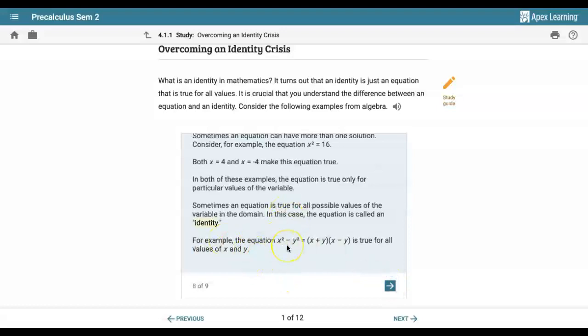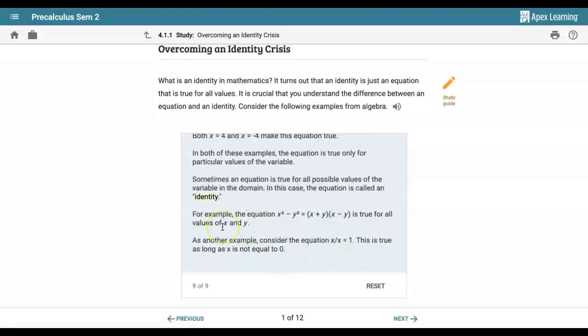If we had x squared minus y squared, that gave us the factors of x plus y and x minus y, because regardless of what we put in for x or y, it always ended up in this form, okay? Because it was true for all values. If we look at another one, x over x equals 1, okay?